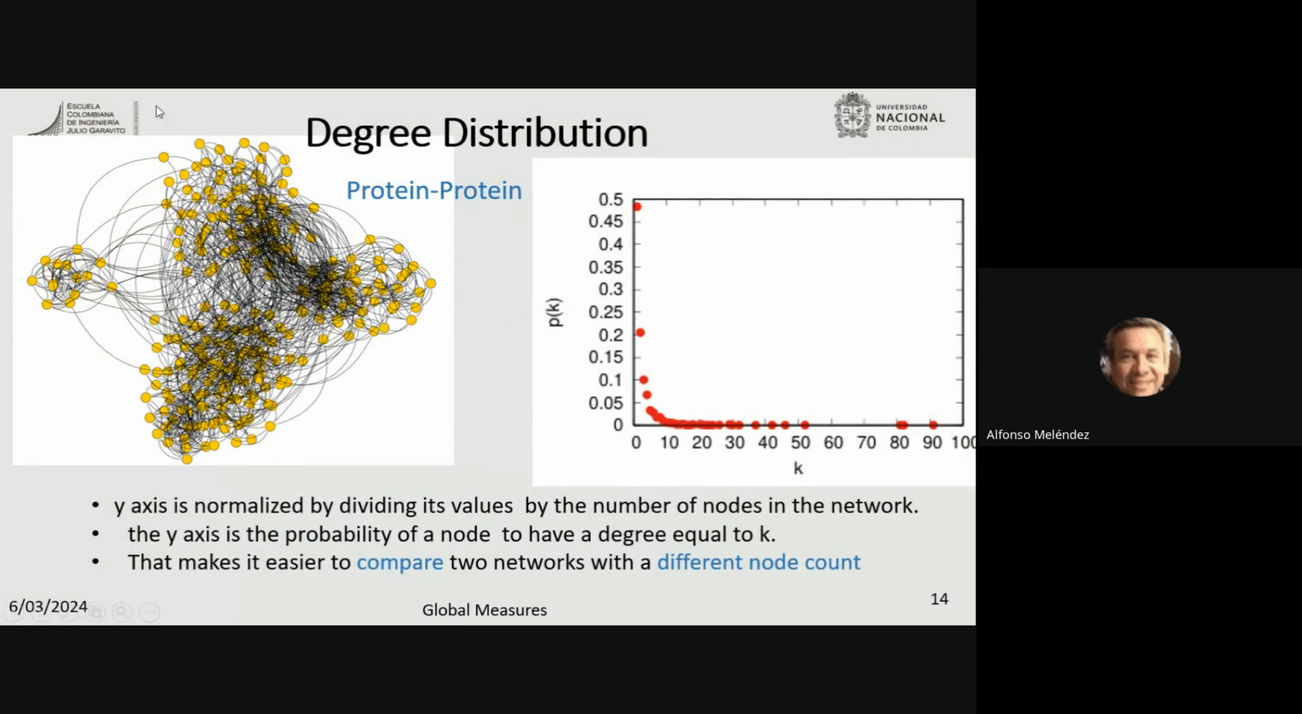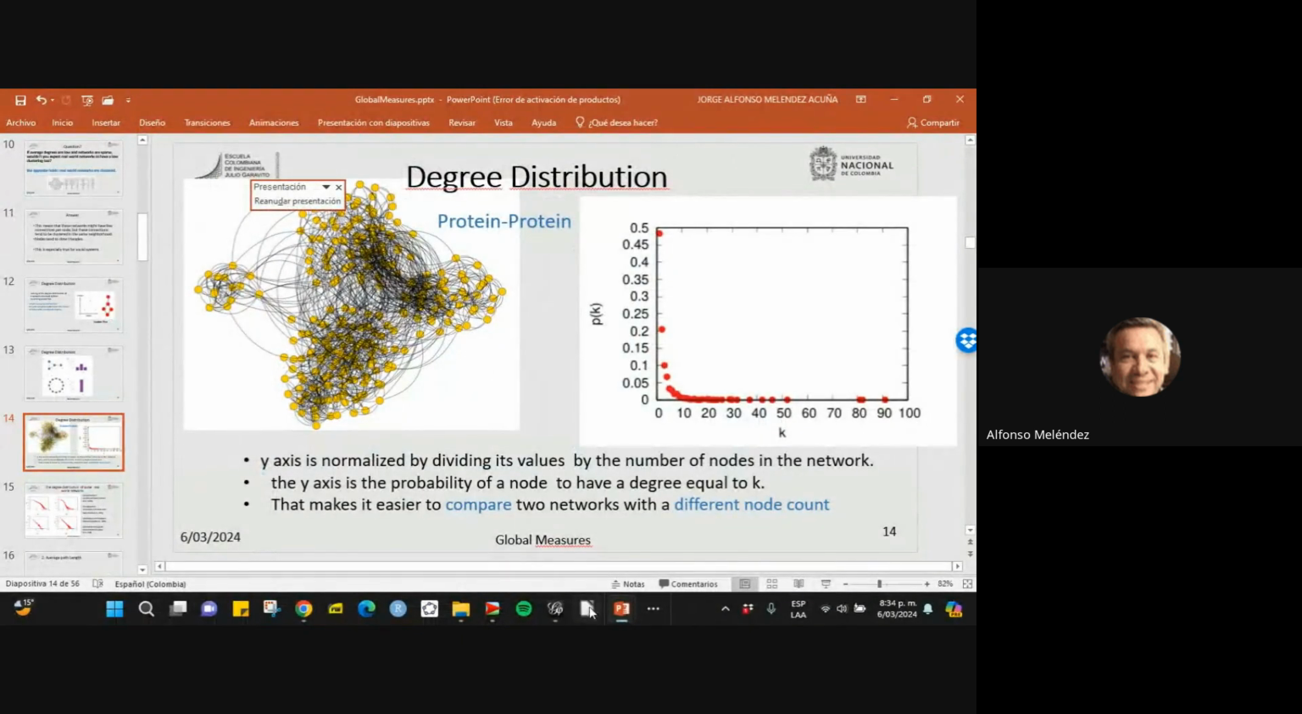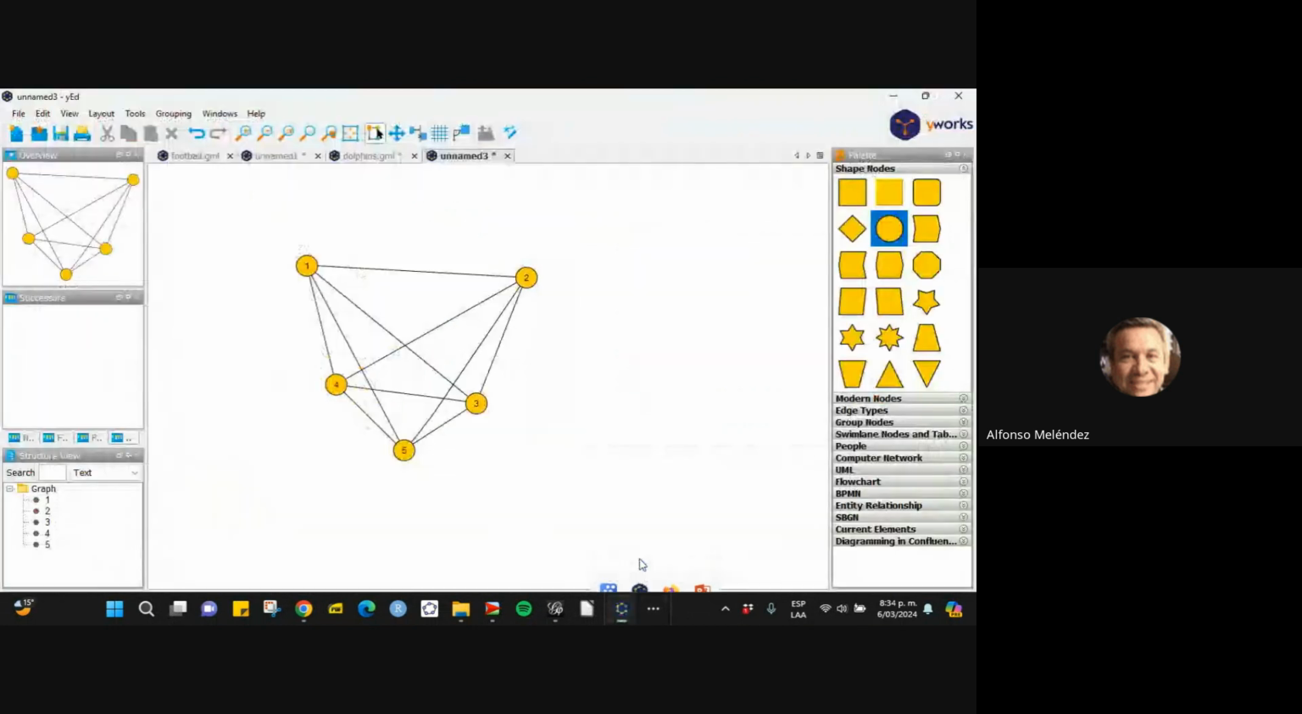Okay, let's change to a more complicated network. This is the protein network, a famous network that is studied very much. And this is the degree distribution. Here I don't have the data, excuse me. I forgot to put in the slide how many nodes and how many edges the network has, and I don't remember. Let's see if I can find this data because it's important.